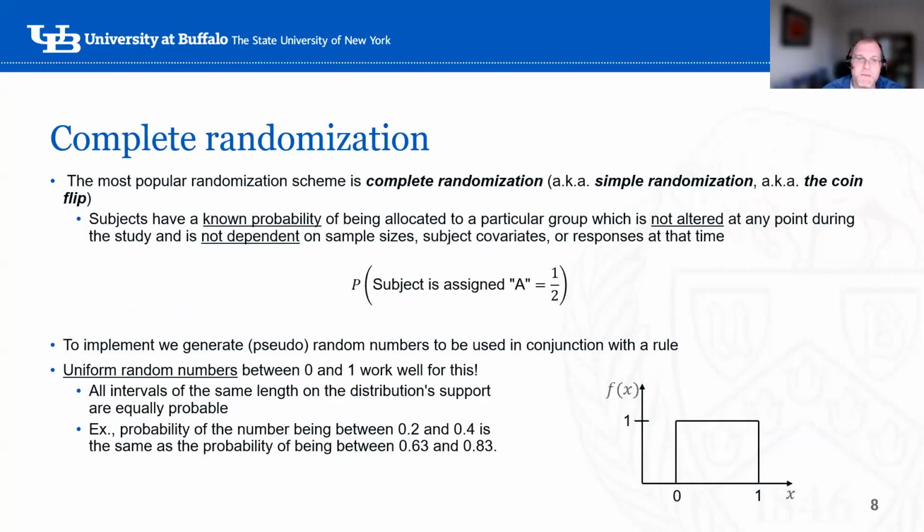So beginning with the simplest form of randomization, this is complete randomization. It's also known as simple randomization. It's essentially your coin flip. You're going to have this known consistent probability of being allocated to one of my 2 treatment groups during the trial, and that will not change at any point in time.